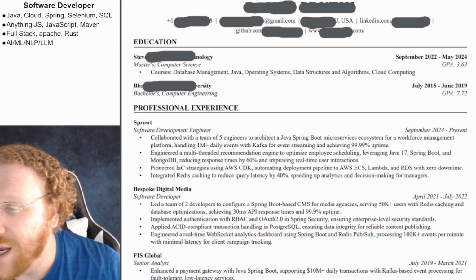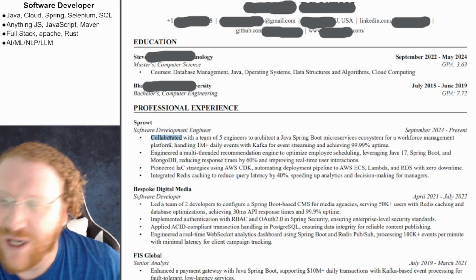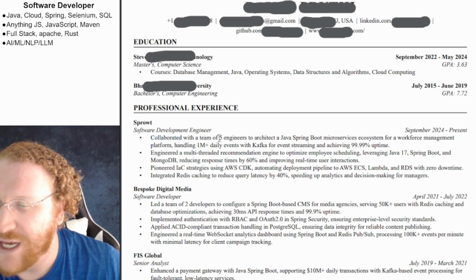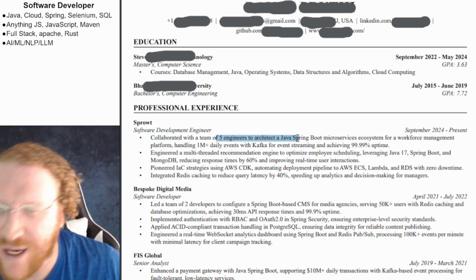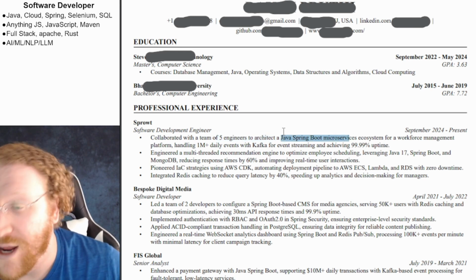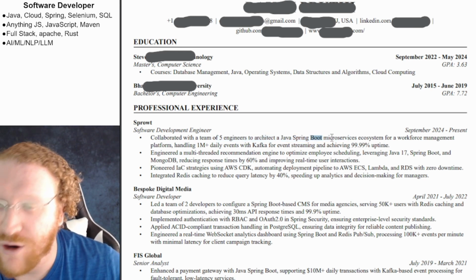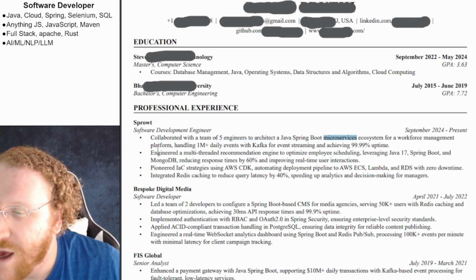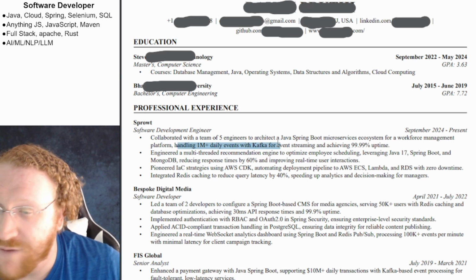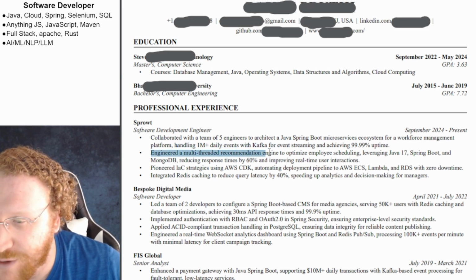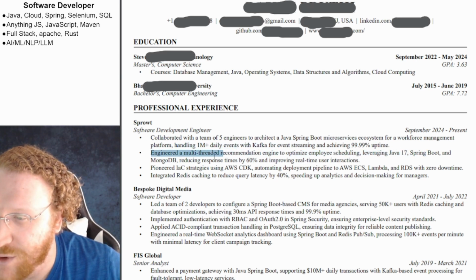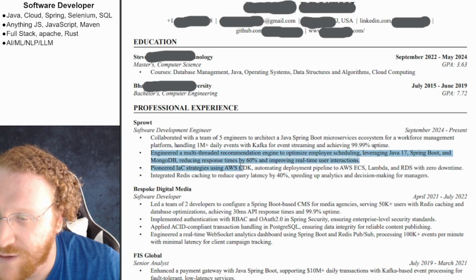So immediately what I see... and you don't need to say collaborate. You just say worked with a team of 5 engineers to architect a Java Spring microservices. This is great. It's already like 3 or 4 keywords, because I do know microservices is one that I was missing. Platform handling monitoring daily with Kafka. Kafka's perfect. Engineering multi-thread recommendation. Love Java, Spring Boot, and MongoDB. Yep, perfect. AWS.